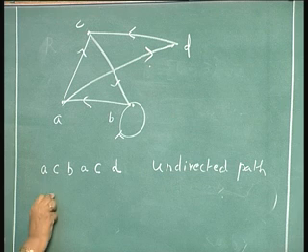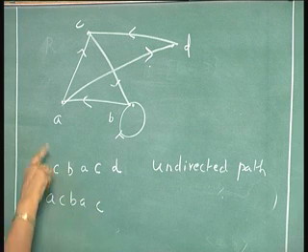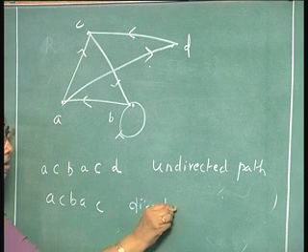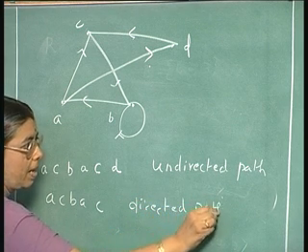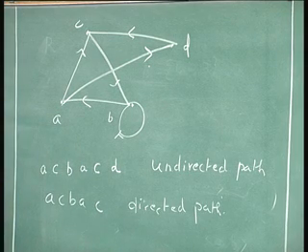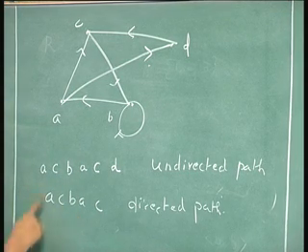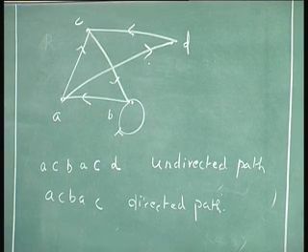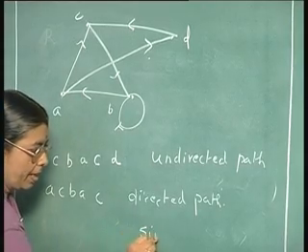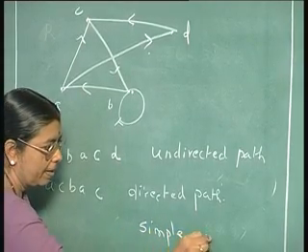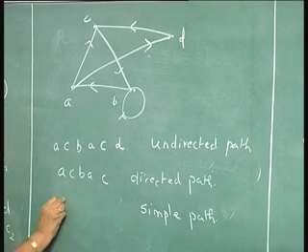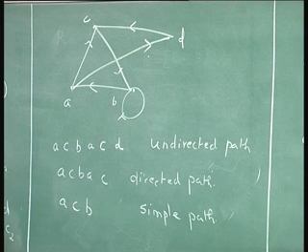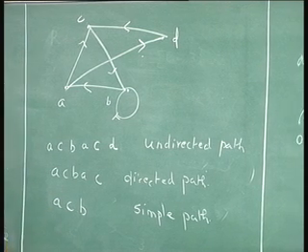Suppose I consider A, C, B, A, C, this is a directed path. But the node A appears twice in that, C also appears twice. If no node appears more than once in a path, that is called a simple path. For example, A, C, B is a simple path, no node is repeated here. It starts at A and ends at B.